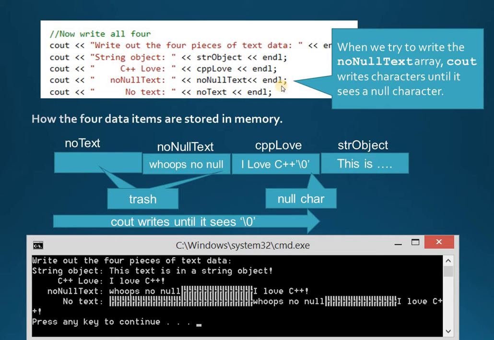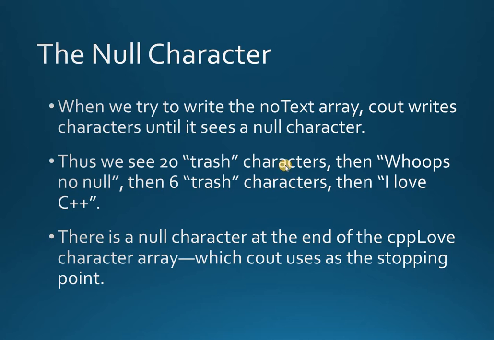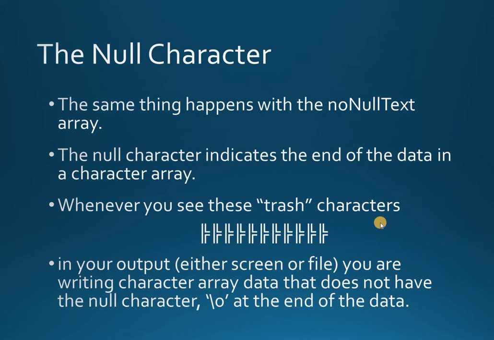When we try to write no null text, it writes characters until it sees a null character, same as with no text. It just basically keeps looking for the null character, and if there's never a null character, well, then you have a real serious problem. When you see this kind of trash character in your output, then you are writing a character array that does not have a null character at the end, and you need to go fix it. It's a dead giveaway.